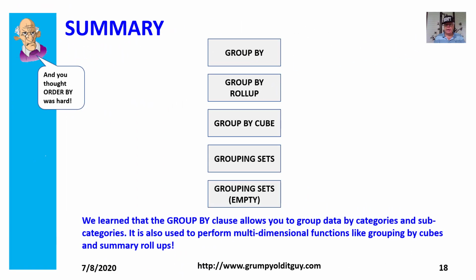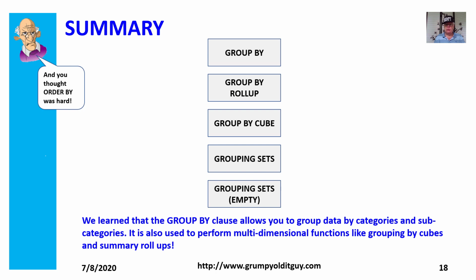Okay, I hope you agree that this was an interesting podcast. It did show the power of the group by clause. And we covered the basic group by clause, then group by with roll-up, then group by with cube, then grouping sets, which was pretty interesting, and grouping sets with empty sets. Now we learned that this clause allows you to group result data by category columns. Like for example, grouping data by product category, product subcategory, and product name.